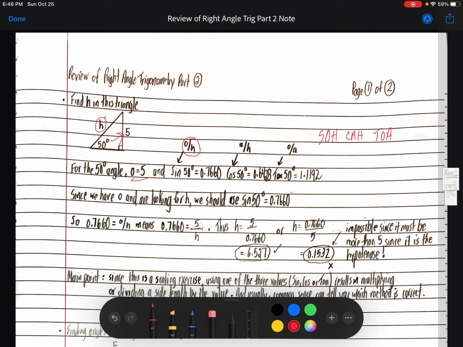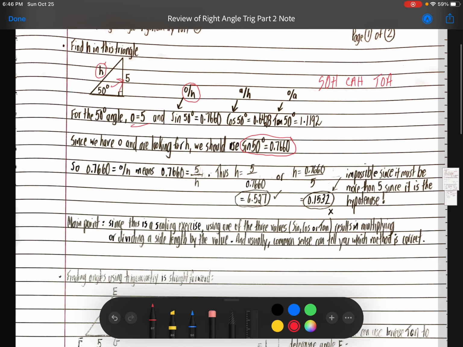And we know that the sine of 50, as indicated here, is 0.7660. So that means 0.7660 is the opposite over the hypotenuse. Putting in 5 for the opposite, we still have the h. And now we get to a situation like we've not been in before, where the unknown, in this case the hypotenuse, h, is in the bottom.